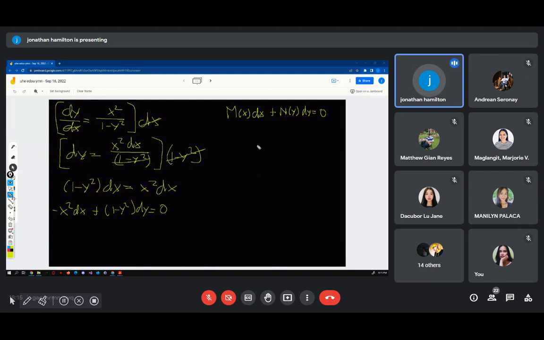So based off of this, we can say our m of x is equal to negative x squared, and we can say our function n of y is equal to 1 minus y squared. So since we're able to separate this into a separable equation, we can say that this equation is separable. So to solve a separable equation, we have to integrate the functions of m and n. I'll clean this up since it's already getting long.